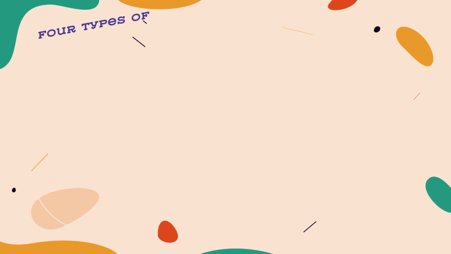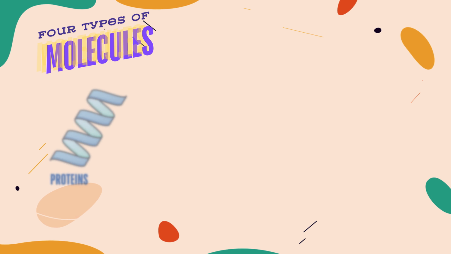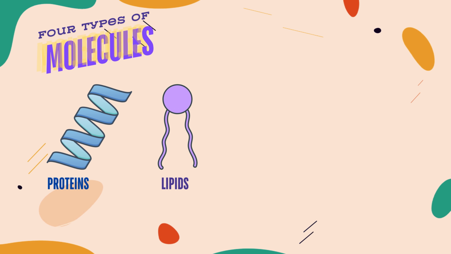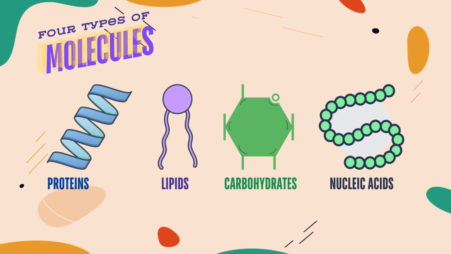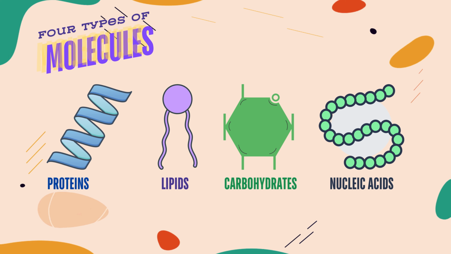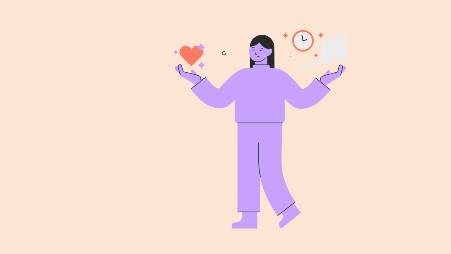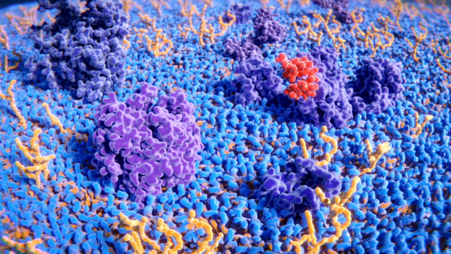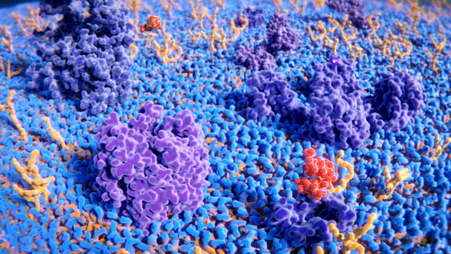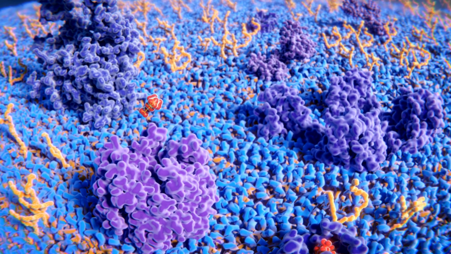First things first, we need to know that all living organisms are built from 4 fundamental types of molecules: proteins, lipids, carbohydrates, and nucleic acids. These molecules form the basis of cell structure and function, making life as we know it possible. Let's dive into each of these biomolecules one by one, starting with proteins.